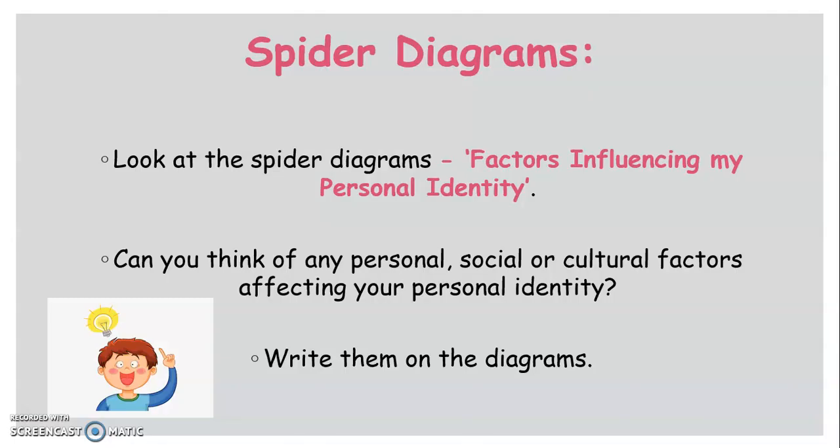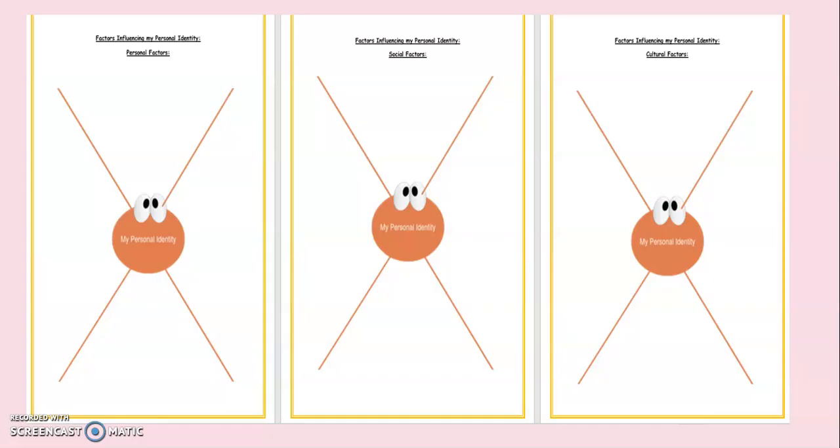So the spider diagrams. Look at the spider diagrams, factors influencing my personal identity. Can you think of any personal, social, or cultural factors affecting your personal identity? And write them on the diagrams. These are the diagrams, so you can write 1, 2, 3, 4 ideas on each of the worksheets. So we have personal factors, social factors, and cultural factors.